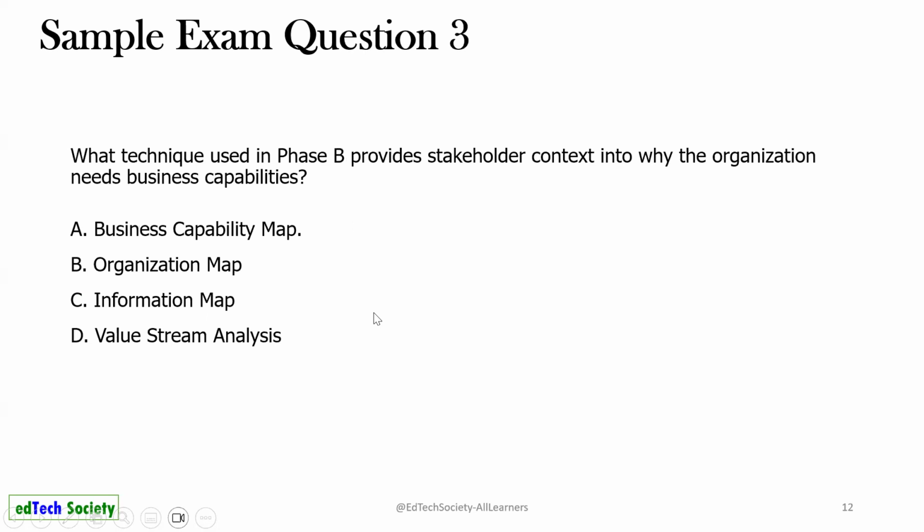The next one, what technique used in phase B provides stakeholder context into why the organization needs a business capability? And the answer is value stream analysis. So this is one of the techniques performed during phase B, the business architecture phase, and it is done for the business capability. So please do remember this question, value stream analysis. It's a very important question, and you never know, you may encounter this question during your foundation exam as well.